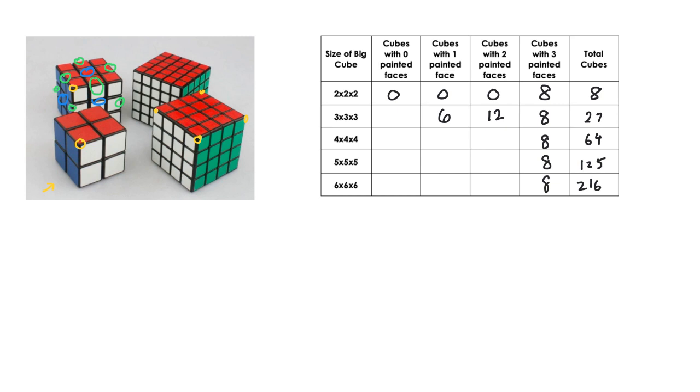And there would be some cubes on the inside that would not get any paint whatsoever. How many would there be? Well, it's not a mystery anymore. I know that whatever this number is right here, x plus 6 plus 12 plus 8 must equal 27. And that allows me to say that, well, I guess x is equal to just 1.